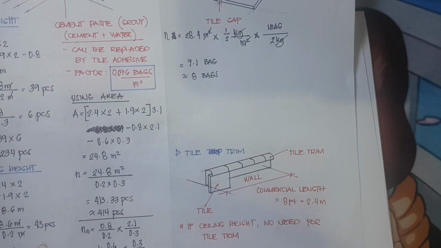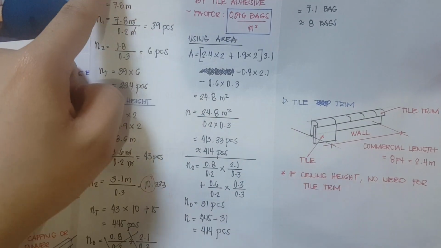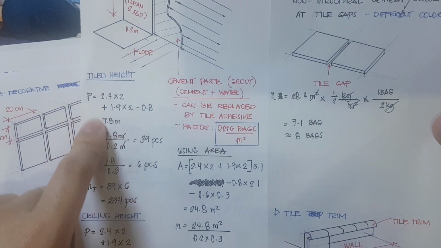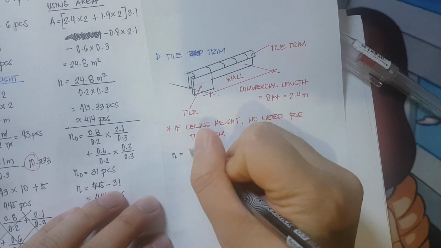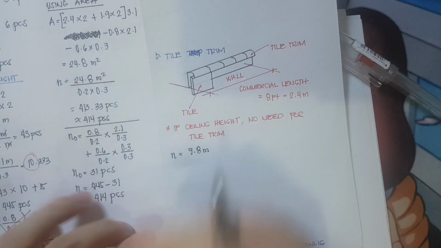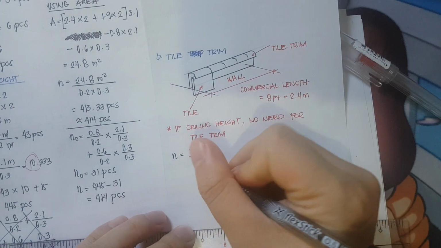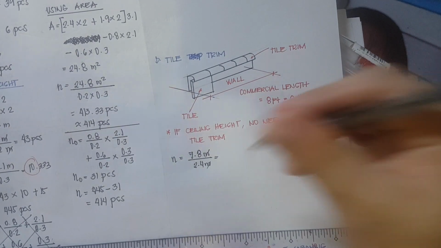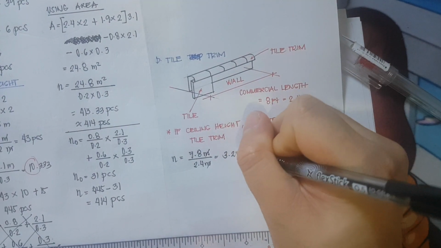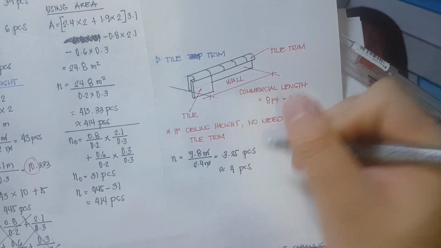Wall tiles. For computation's sake, let's use our tiled height. For the tiled height, the perimeter is 7.8 meters. So for the number of tile trim, we have 7.8 meters divided by the commercial length of 2.4 meters. The meters will simply cancel out, and that is equivalent to 3.25 pieces. Therefore, we're going to buy 4 pieces.